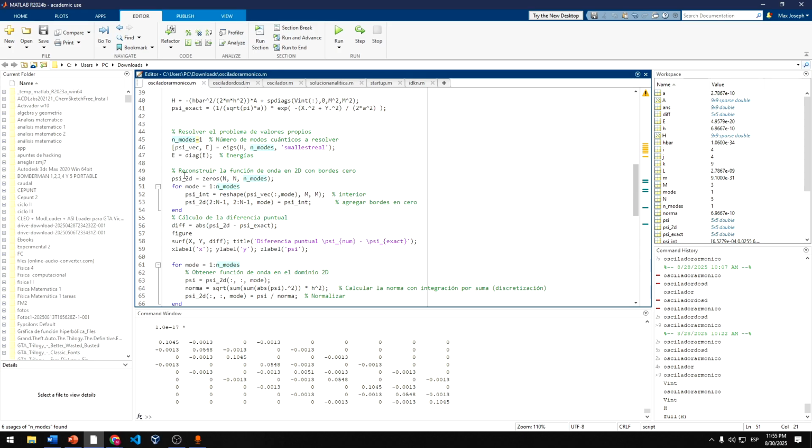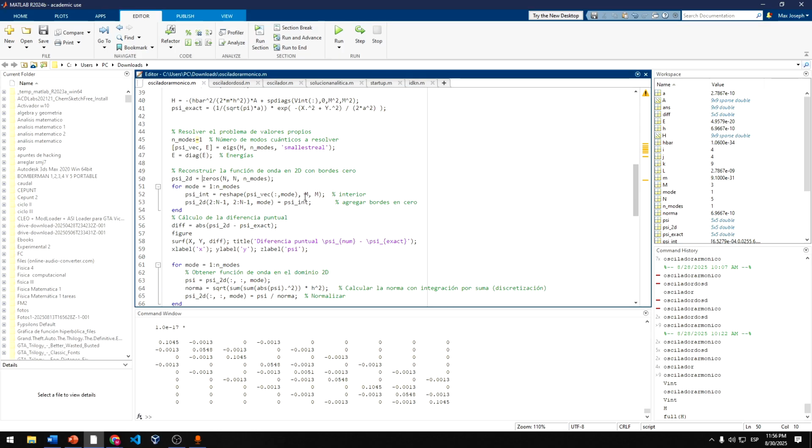Vamos a crear una matriz de ceros de n por n, para incluir los nodos internos y externos. Y eso es el símbolo de nivel. Abrimos un ciclo for. El modo es igual a 1 hasta el número de modos, que va a ser 1. Así que solamente va a ser un proceso. Psi interno va a ser igual a reshape de psi subvect a dos puntos mod.